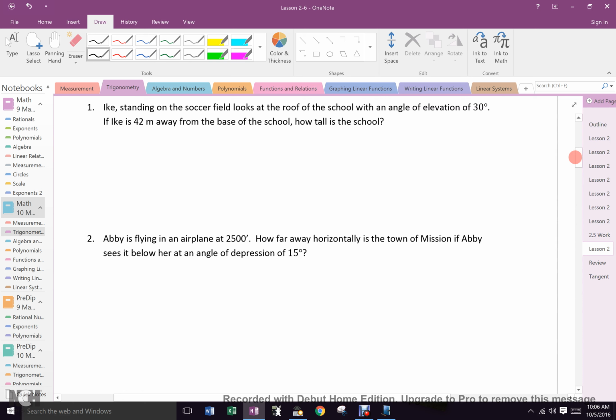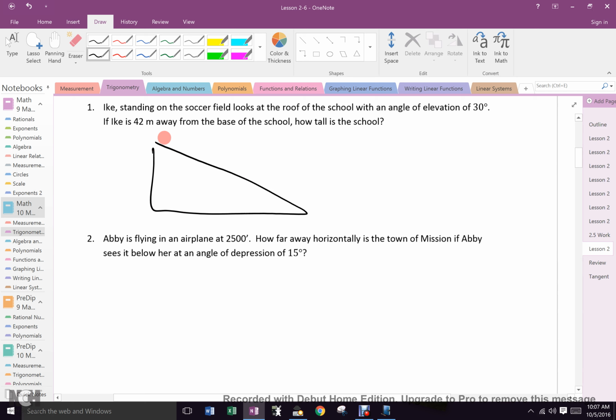Word problems for Trig. What do you need to do a Trig problem? A triangle. Does the triangle have to be perfect? Does the triangle have to be pretty? Does the triangle have to be to scale? No. All you need is a triangle. Done. Now let's label it.